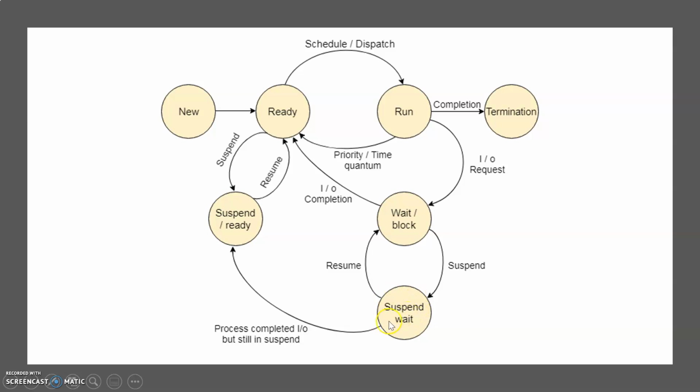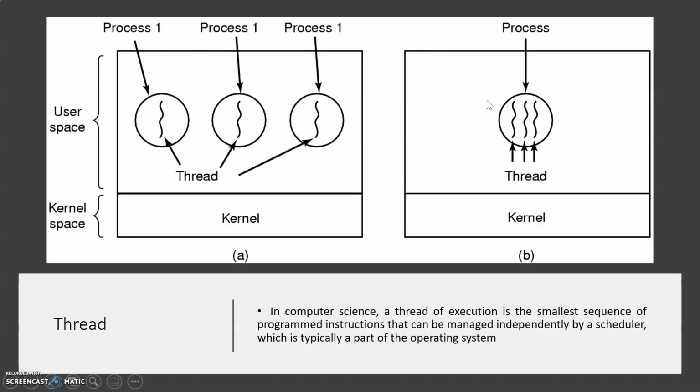From one suspend state, it can also move to another suspend state. Now, after the running has completed, after the execution has completed, which state will it go to? The termination state. So these are the various states in the process state diagram.